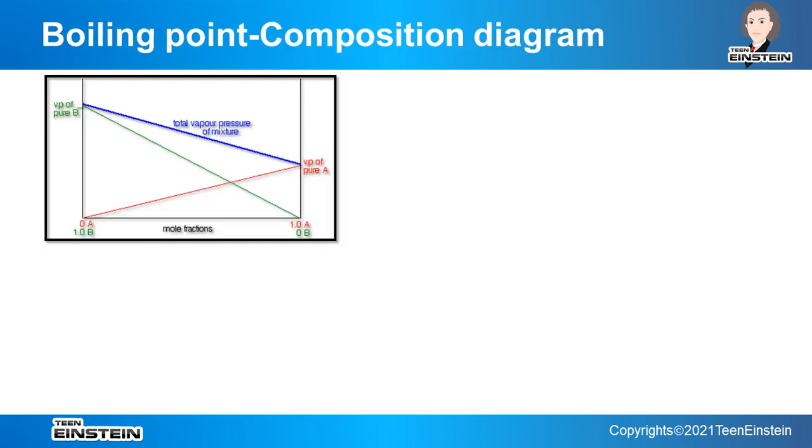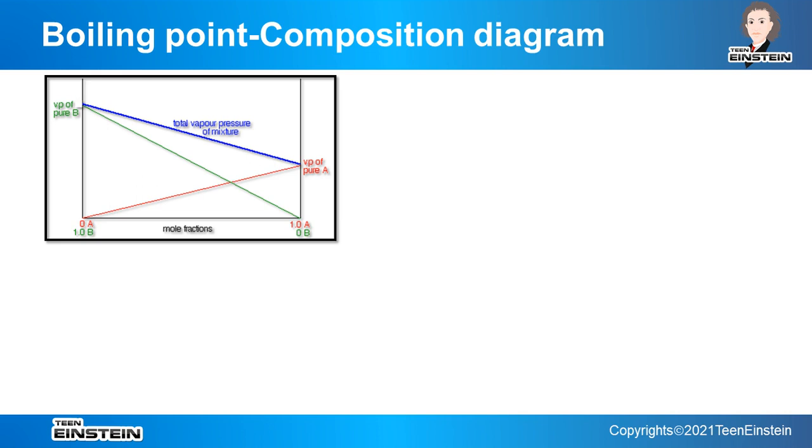Now we will see what the boiling point composition curve is, because we have already seen the vapor phase composition curve, and now we know the relationship of vapor pressure with boiling point. So now obviously we can draw the boiling point composition curve.